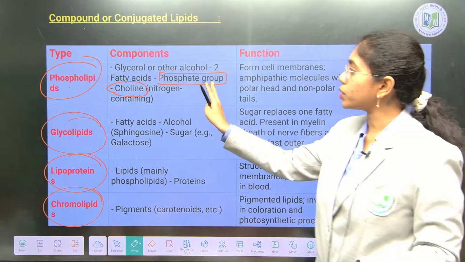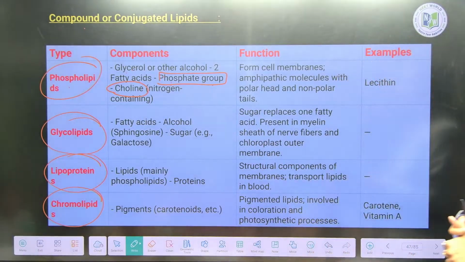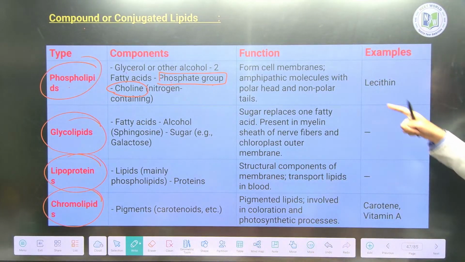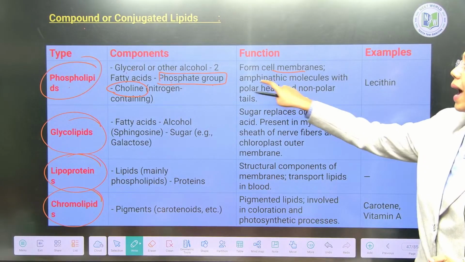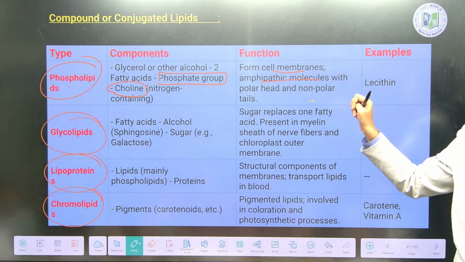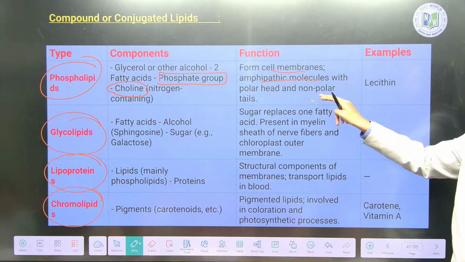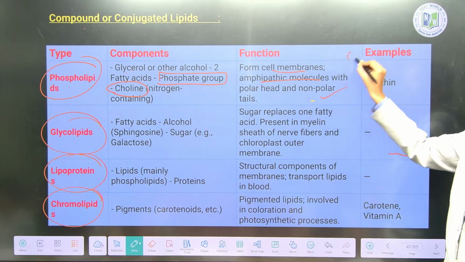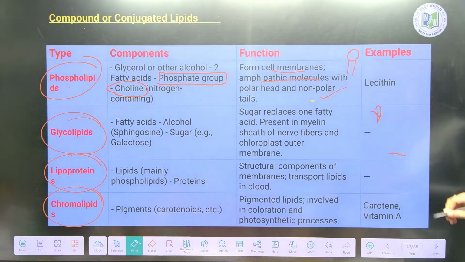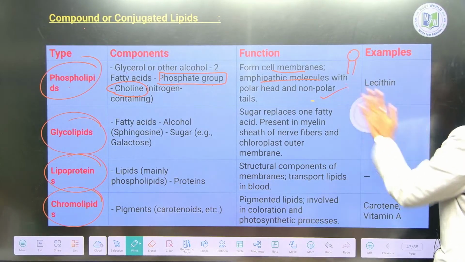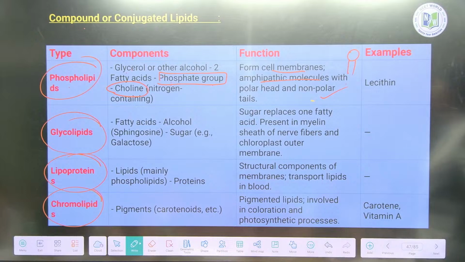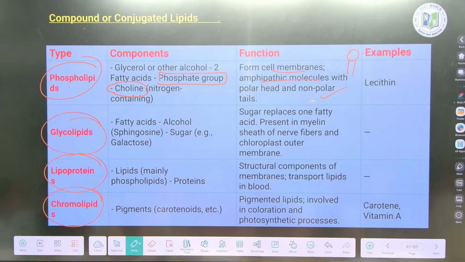In phospholipids, what is present? Phosphate group and choline. The major function is that this forms the cell membrane. They are amphipathic molecules, which means they have both hydrophilic and hydrophobic groups, with polar heads and non-polar tails. An example is lecithin. Where did you learn about lectin? Secondary metabolite. Example of lectin? Concanavalin A. Lecithin is a major component of phospholipid.